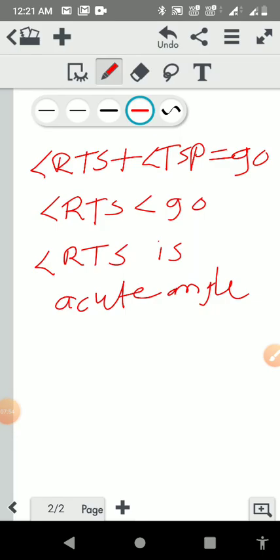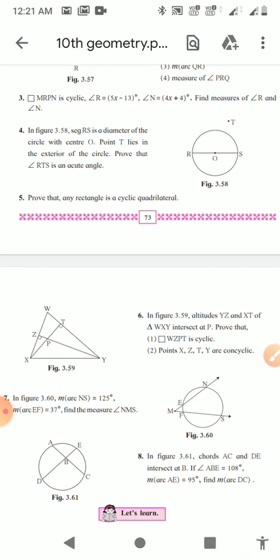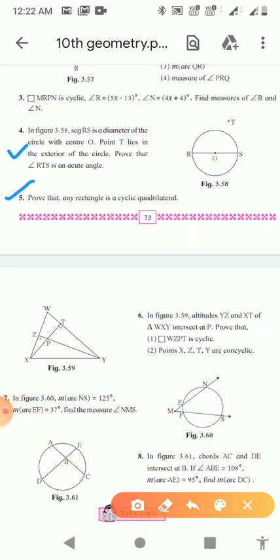I hope you understand it. Now we will proceed to the next problem. We have finished this problem. The only thing is that we have to draw some construction and prove that the addition of these two angles is 90 degrees, then one of the angles is less than 90, which means it is acute. Now we will solve our next problem. It is quite interesting, problem number 5.